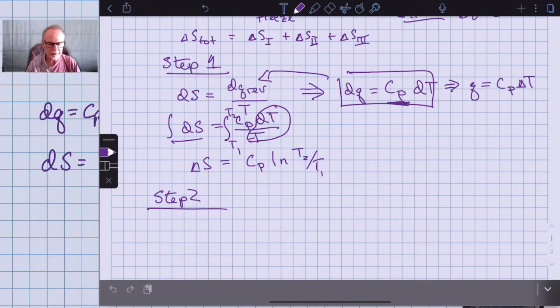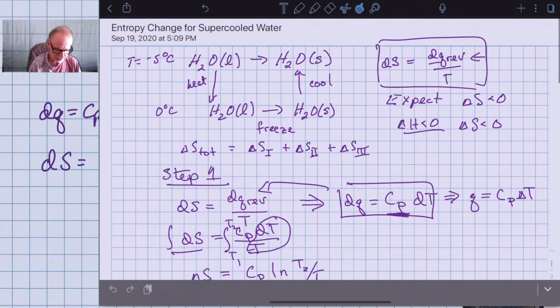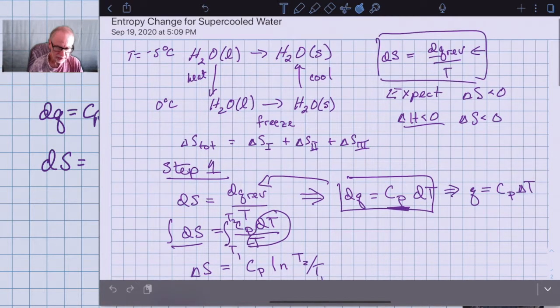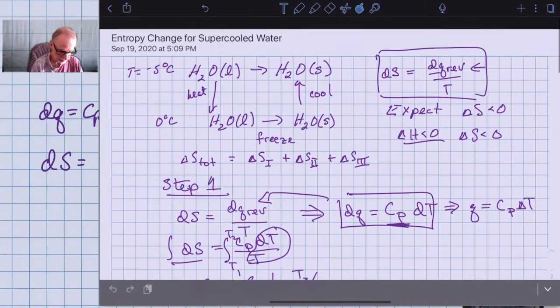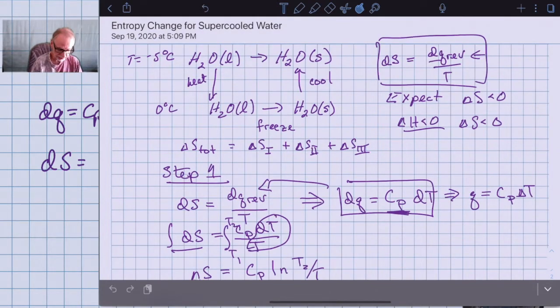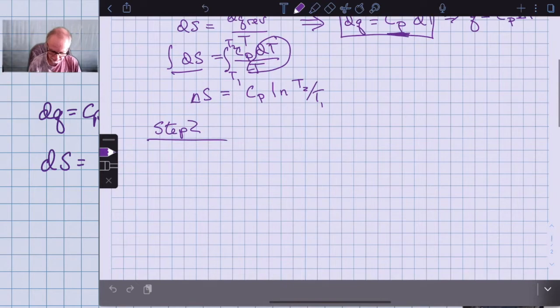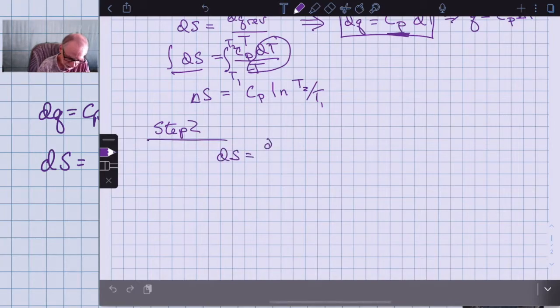Okay, we're back. Now we're getting ready to do our calculation for step 2, which, let's scroll back up to our process. Step 2 is the freezing of our ice at 0 degrees Celsius, which is a reversible process. Scrolling back down here, how do we do that? Well, again, going back to our definition, dS is equal to dq over T.